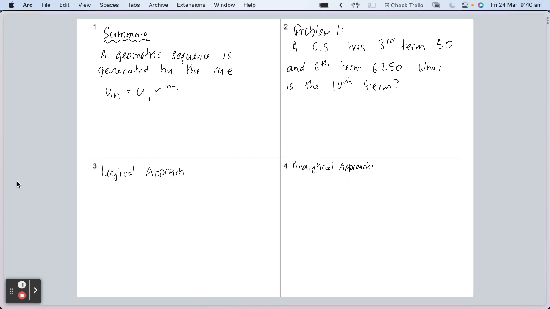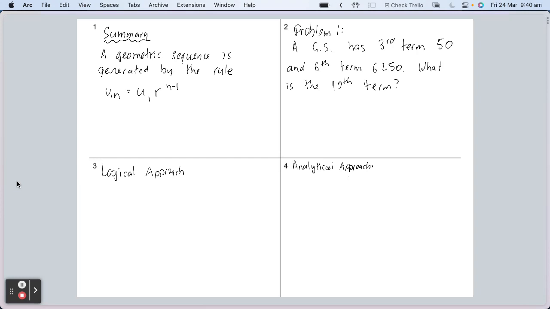Now, in this instance, we are not told to find the general term. If we did, I'd probably just do that, but we're not. So we can use a logical approach instead, and this is what I'm suggesting you would do. I would personally do a logical approach, but I'm going to show you an analytical approach as well in case there are situations where the logical approach doesn't quite work. We know that to get from the third term to the sixth term, I'd have to multiply it by that common ratio r how many times?